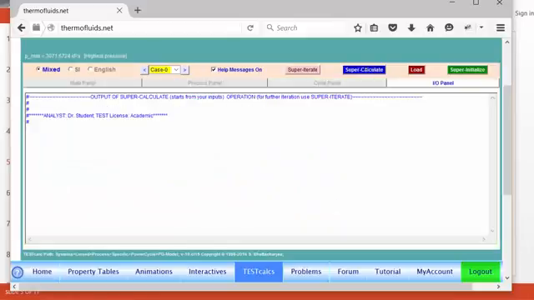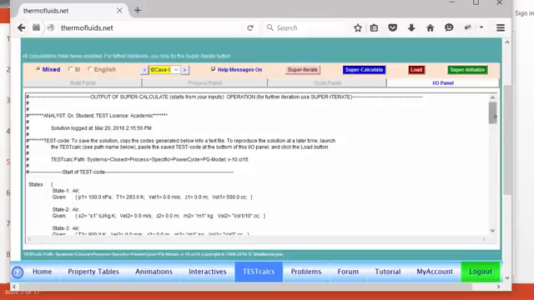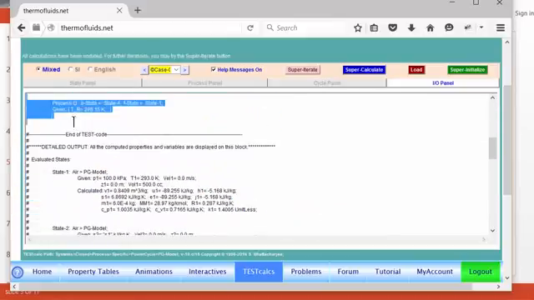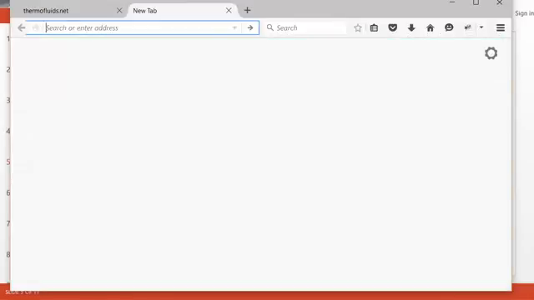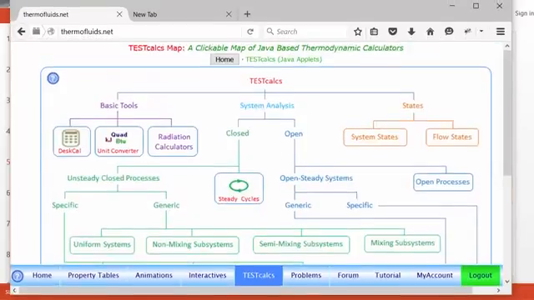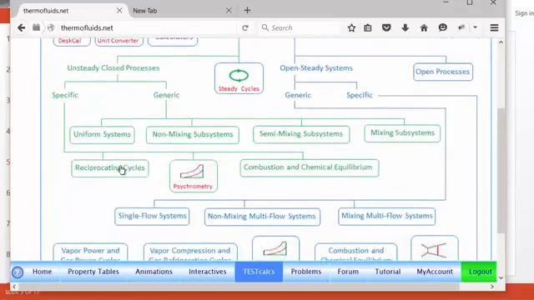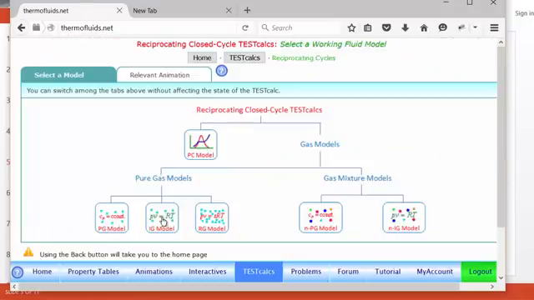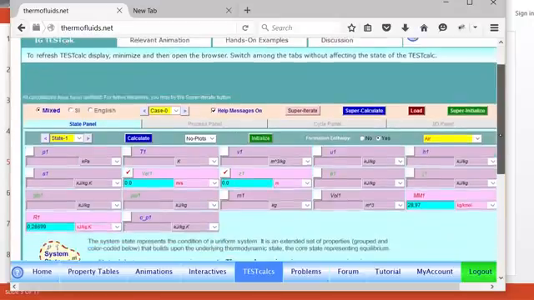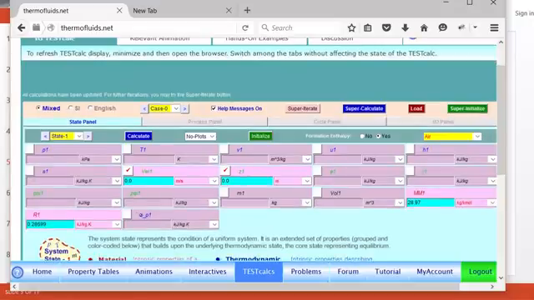Suppose we just click the super calculate button. That will produce what is called a macro or test code. You can just copy this code, Control C, and let's start the Ig model, reciprocating cycle. Instead of the PG model, we go for the Ig model this time. And look, it looks almost very similar, except Cp will become a function of temperature now, as opposed to a constant.